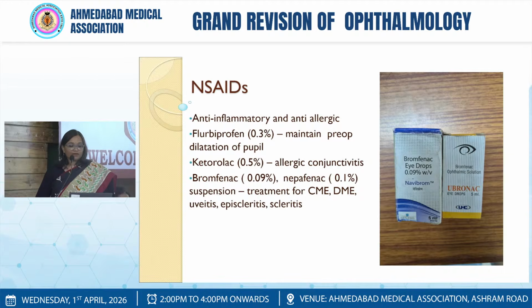The side effect of NSAIDs is that they can cause corneal toxicity and cornea verticillata, more common with bromfenac and nepafenac, and they loosen up the corneal epithelial junctions.